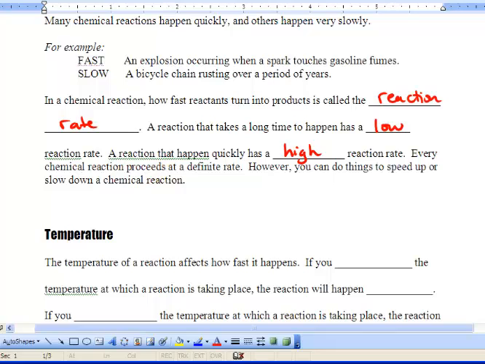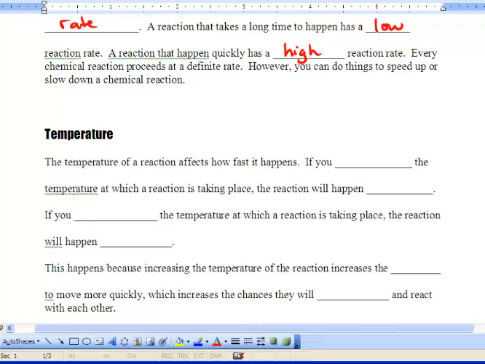Now, every chemical reaction has a specific time that it takes, but there's things that we can do to speed up or slow things down, and really we're going to manipulate things. So the first thing we can do is manipulate the temperature of the reaction. So the temperature of a reaction affects how fast it happens. If you increase the temperature at which a reaction is taking place, the reaction will happen faster. And if you decrease the temperature at which a reaction is taking place, the reaction will happen slower.